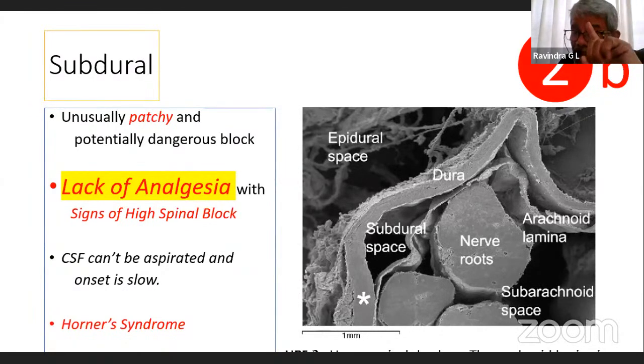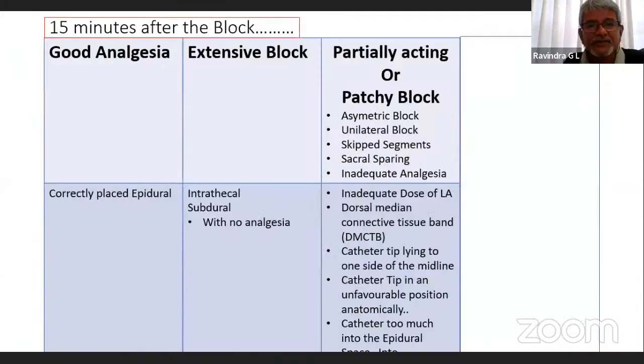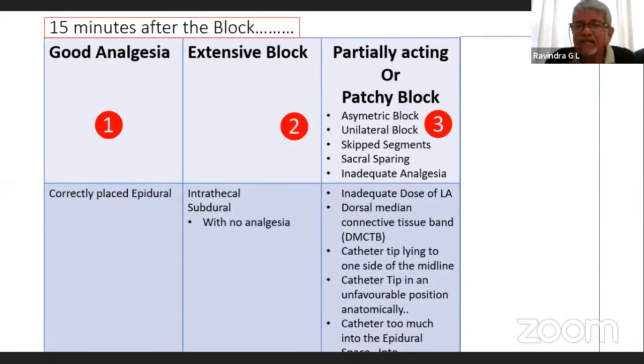and remove the epidural catheter. Placing an epidural catheter again is also difficult. It's not that easy after a subdural spread. So you manage that way. You try and place an epidural catheter in a different space. Now, the third possibility is a partially acting or a patchy block.